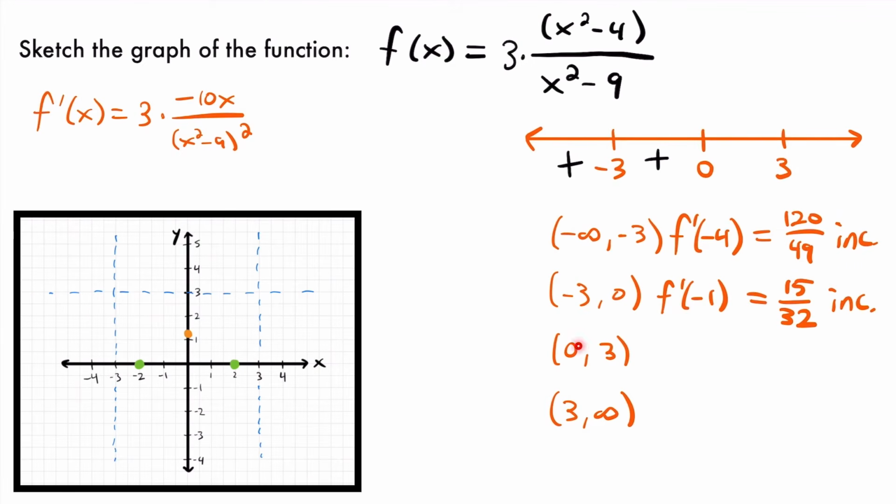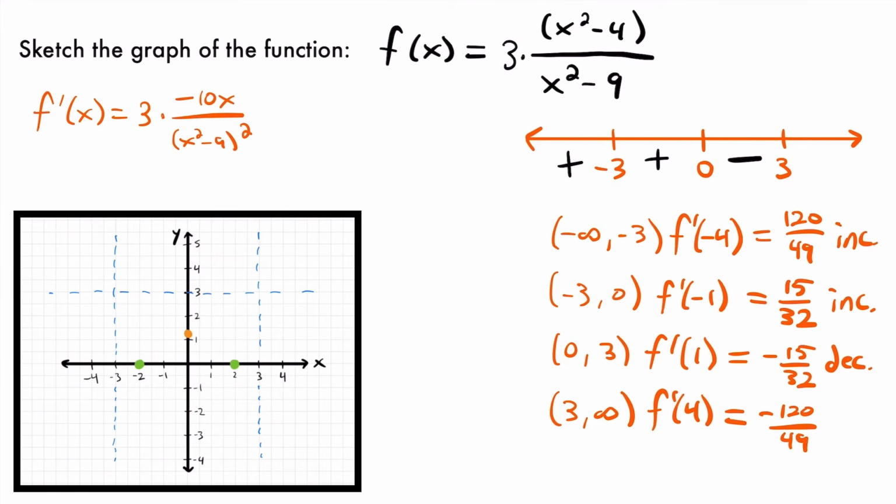And then for our third interval, I'm going to pick positive 1, so we'll have f prime of 1, and that's going to be equal to plugging 1 into our first derivative, which will get you negative 15/32, and that is a negative value for our slope, so our function is decreasing on that interval. So I'll draw a negative sign on that part of the number line. And then for our final interval, I'm going to pick positive 4, so I'll have f prime of 4, and that's going to be equal to negative 120 divided by 49, and that is also a negative value for our first derivative, and so that means that our function is decreasing on that interval, and so we'll label that on our number line as well.